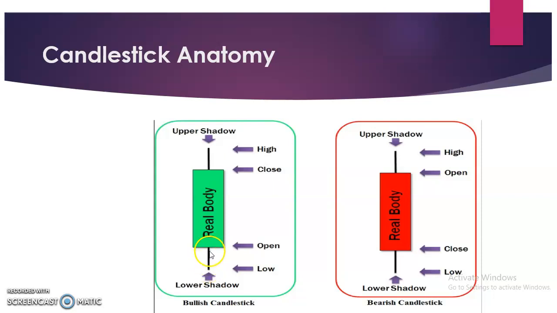Now, the wick is telling you about rejection. The price was forced down to this particular place before it was rejected by the buyers, and price was moved up. It was moved up to this particular high before the sellers also rejected the price from that place and pushed it down a little bit.